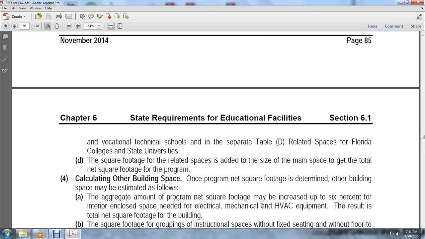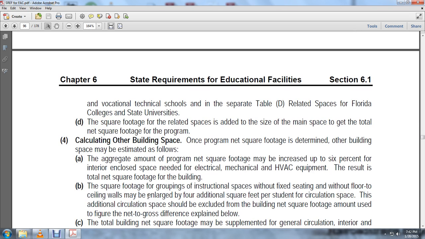Calculation of other building spaces. Once the program net square footage is determined, other building spaces may be estimated as follows. The aggregated amount of the program net square footage must be increased by up to 6% for interior enclosed space such as electrical, mechanical, and HVAC equipment to result in the total net square footage for the building. The square footage of grouped instructional spaces without fixed seating and without floor-to-ceiling walls may be enlarged by 4 additional square feet per student for curricular spaces. This additional circulation space should be excluded from the building net square footage amount used as a figure. The net-to-gross difference is explained below.